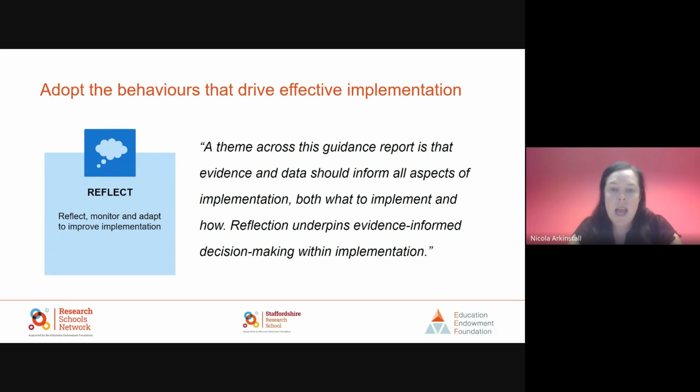Also how we need to adapt and how we need to improve that implementation. And it really is underpinned by those evidence-informed decisions. So using your internal data from your monitoring, so your book looks, your learning walks, your pupil voice, that really identifies those priorities, but also using external research like the EEF guidance reports, the toolkit, to really help you pick those strategies that are going to be most effective in your subject area.